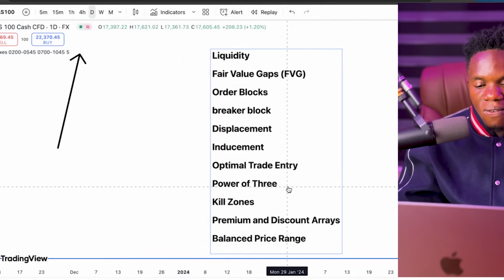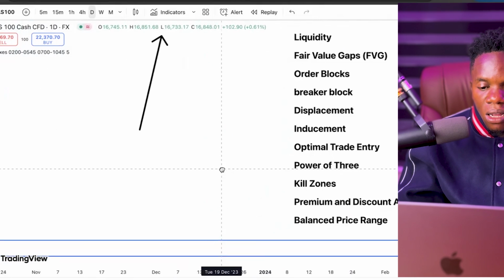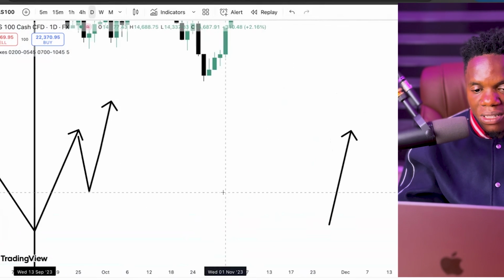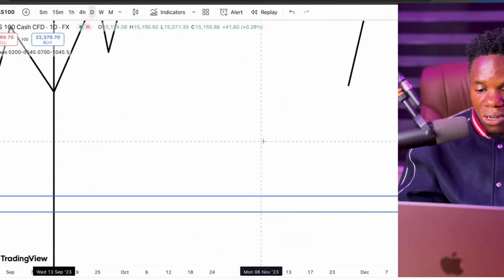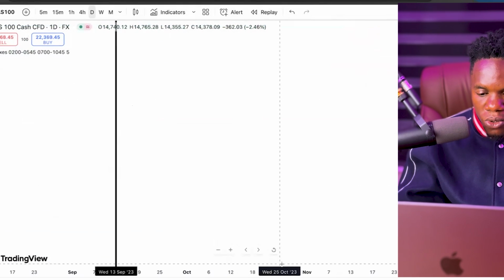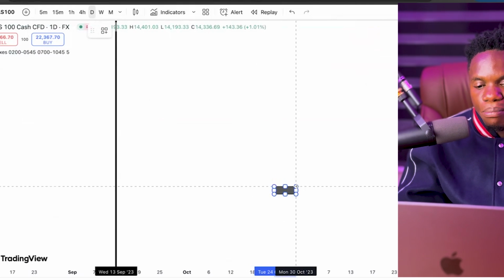Now, the next thing, power of three, right? Power of three is one of the most popular concepts when it comes to the ICT concept. Now, let's talk about power of three. Power of three has to do with working with time of the day. I've done a lot of videos on ICT power of three. How does it work? This is usually the daily candle. The daily candle will open. Let's say it's a bullish day.